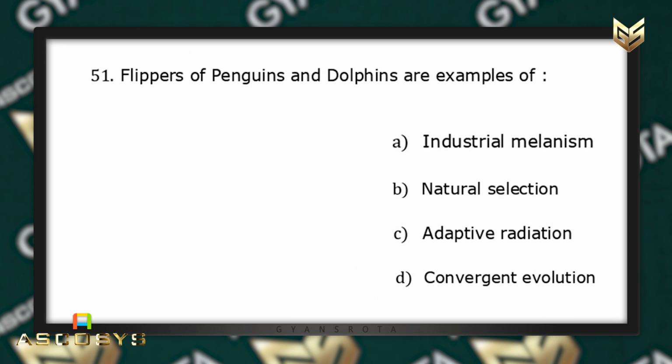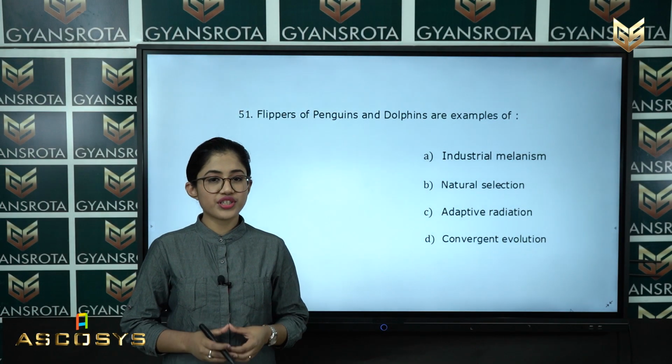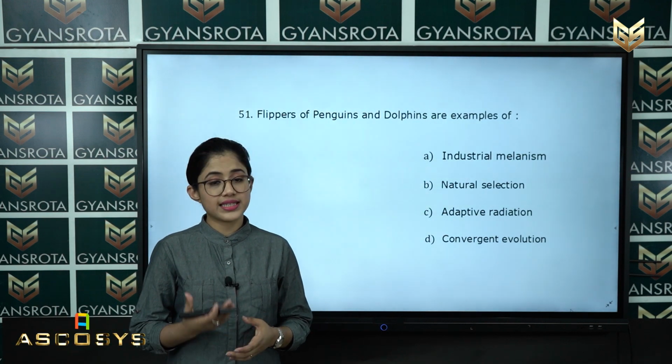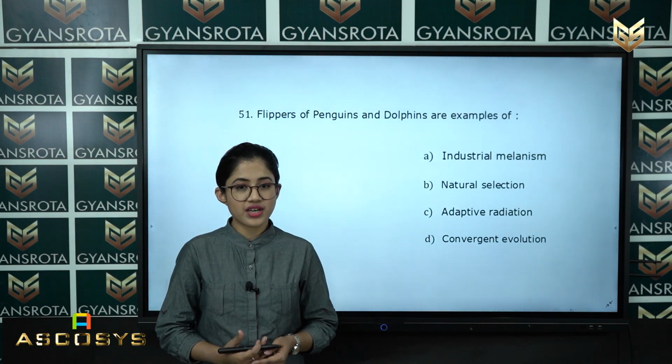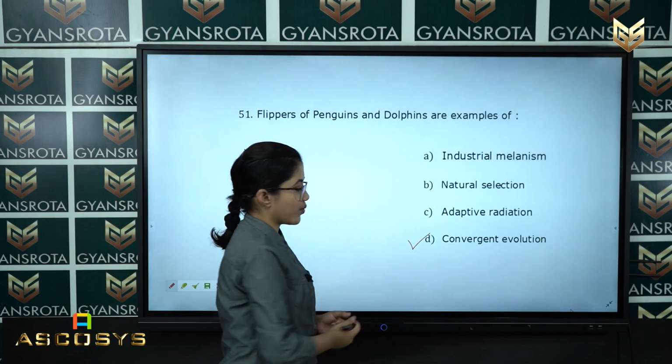Flippers of penguins and dolphins are examples of option A, industrial melanism, option B, natural selection, option C, adaptive radiation, and option D, convergent evolution. So in the chapter evolution, we have already discussed that flippers of penguins and dolphins are examples of convergent evolution. So among these 4 options, option D is the correct one.